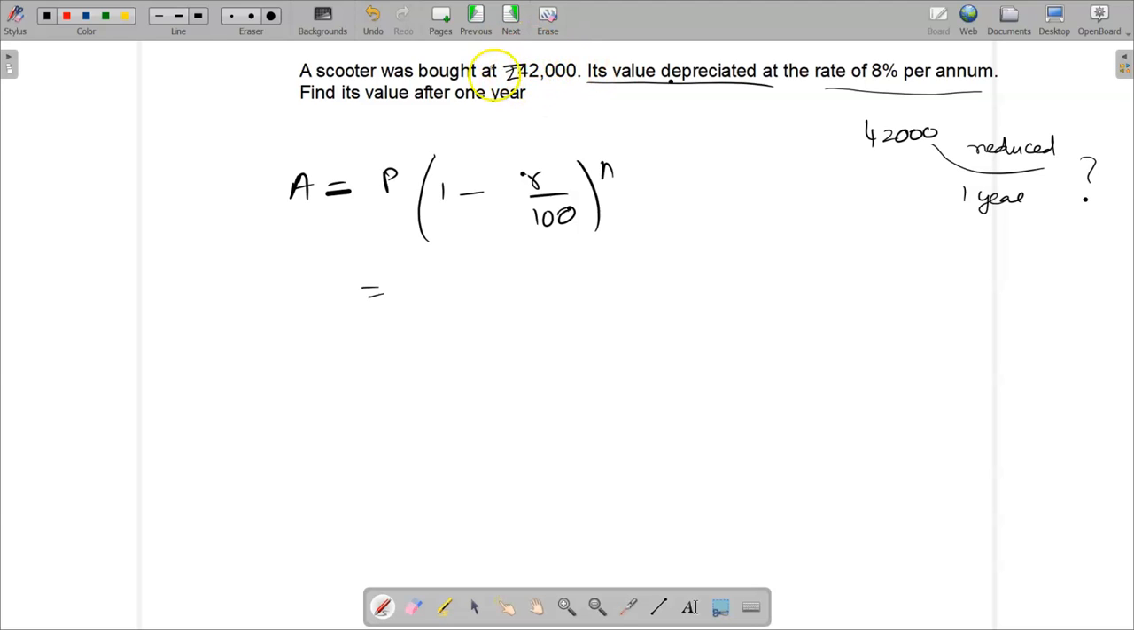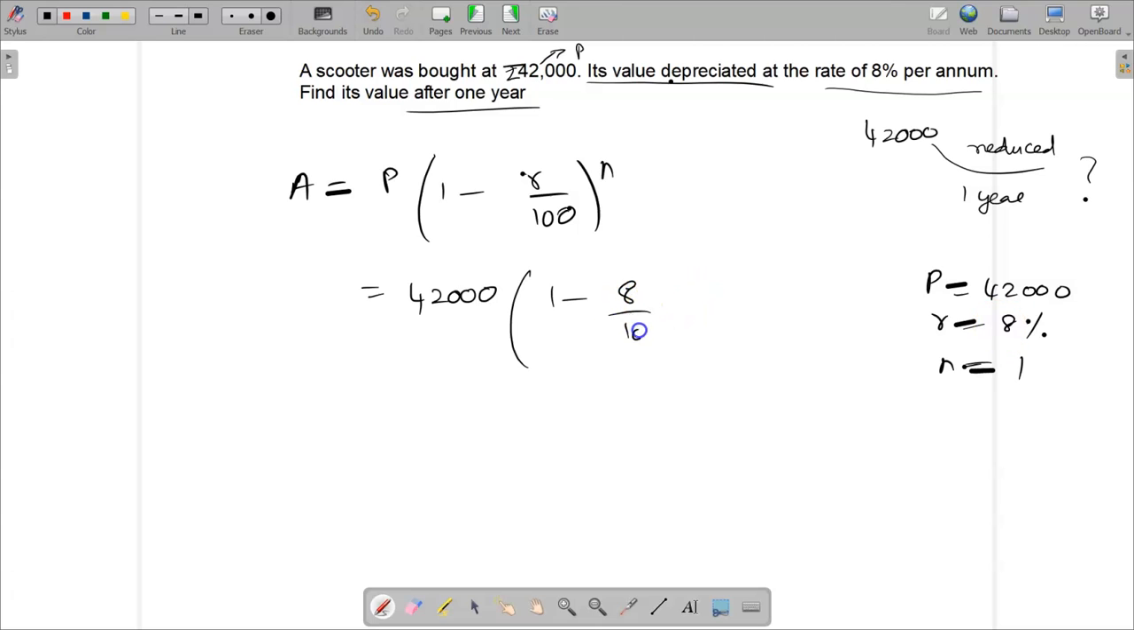So the starting price is 42,000, so the P value is 42,000 and the rate of decrease is 8%. The N value is given as after 1 year, so N is 1. So R value is 8 by 100, the whole power 1. Any value power 1 is the same value. For example, 100 power 1 is nothing but 100.